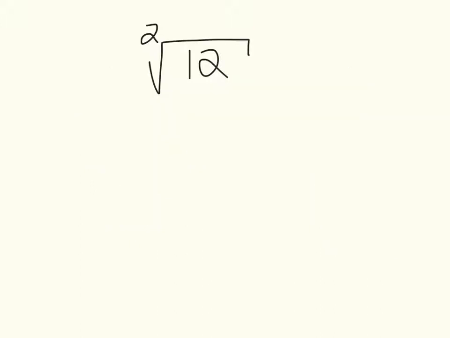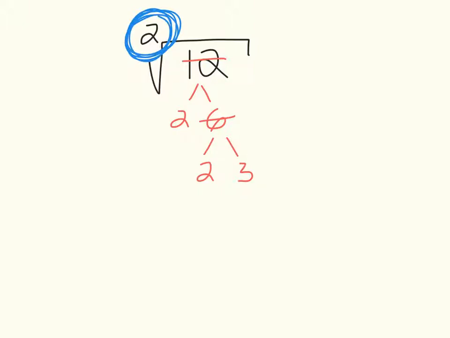Okay, so our first problem here is the second root of 12. If you already know how to do this, pause and go ahead and simplify the root. If not, let's do it together. I'm going to start by doing my prime factors, 2 and 6, 2 and 3. And now I've broken up the second root of 12 into its prime factors. I see it's a second root, so I'm looking for two matching numbers, and I can see the two matching numbers right here. That means that the 2 can come out of the root.